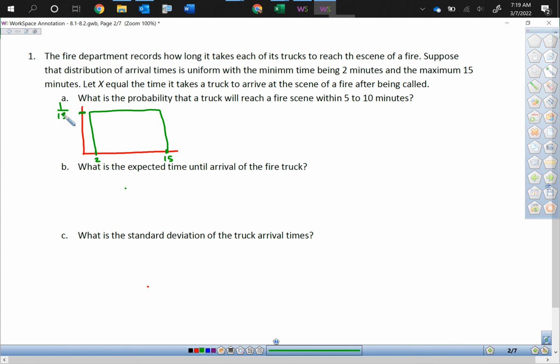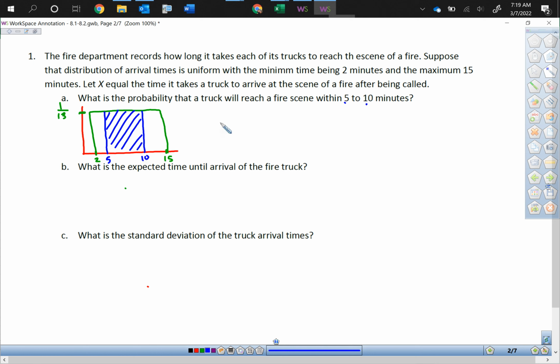Okay? Now part A says, what is the probability that a truck will reach a fire scene within 5 to 10 minutes? So this is my density function, and they want to know what's the probability that it's going to reach there within 5 to 10 minutes. So we're not starting at 2 and ending at 15, we're starting at 5 and ending at 10. So 5 is going to be right about there, and 10 is going to be right there. They want to know what's the probability that it's going to arrive in that interval from 5 to 10. Well, to do that, we just have to find the area of this little rectangle.